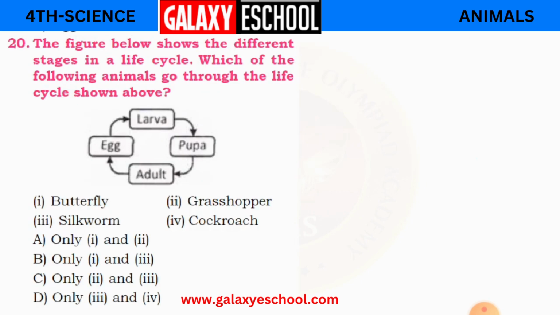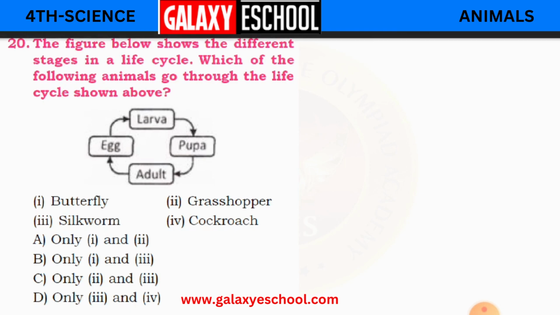The figure below shows the different stages in a life cycle. Which of the following animals go through the life cycle shown below? Here, see, children, this is the figure of a life cycle showing different stages. The adult lays eggs, the egg becomes the larva, the larva becomes the pupa, and the pupa becomes the adult. So these are the 4 stages of a life cycle. So we have to identify which animal or insect this belongs to.